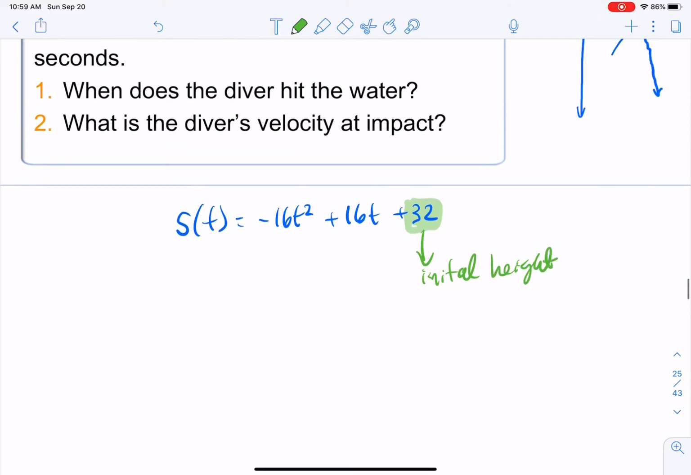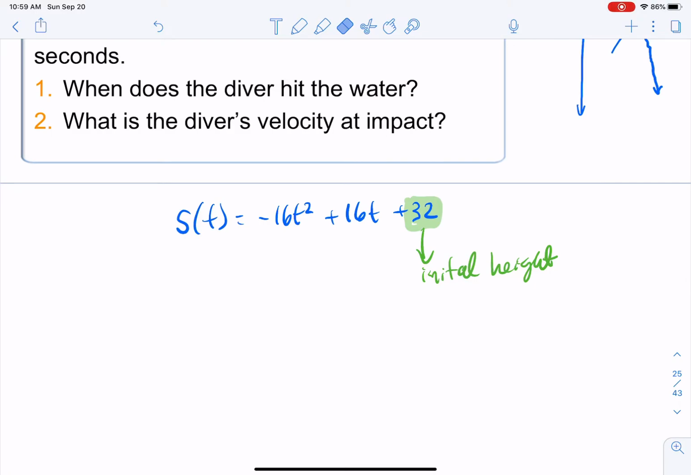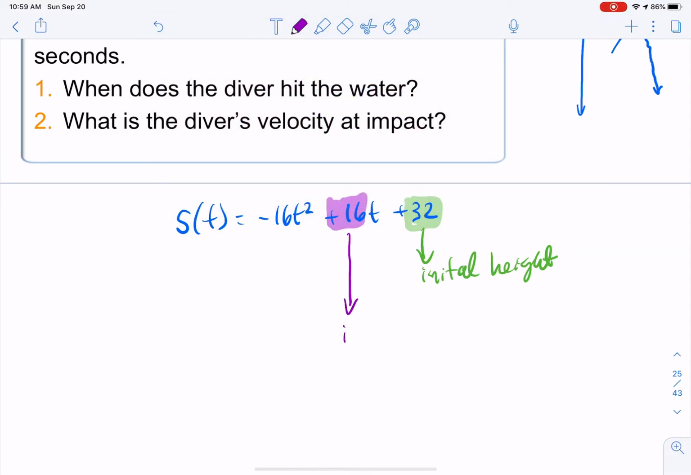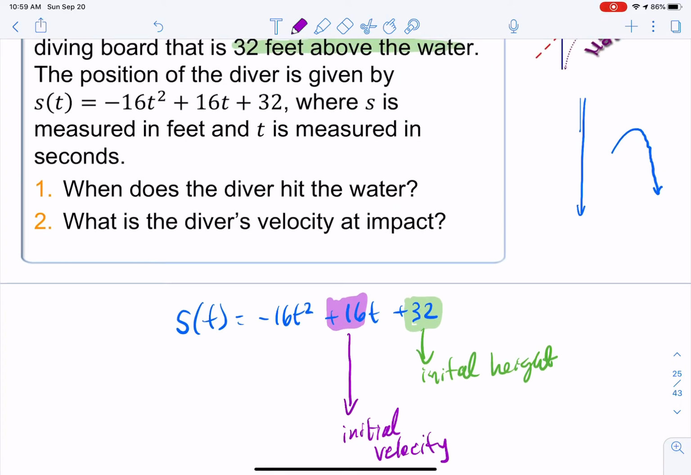Okay, and then the next number, let's look at the positive 16 that's in there. How about purple? So this positive 16, what number is that? That is the initial velocity. In other words, whenever this diver starts out, they're going to jump upwards at some initial velocity before coming back down. And in the parabolic picture here, once the diver reaches the peak, that velocity is going to decrease down to 0.